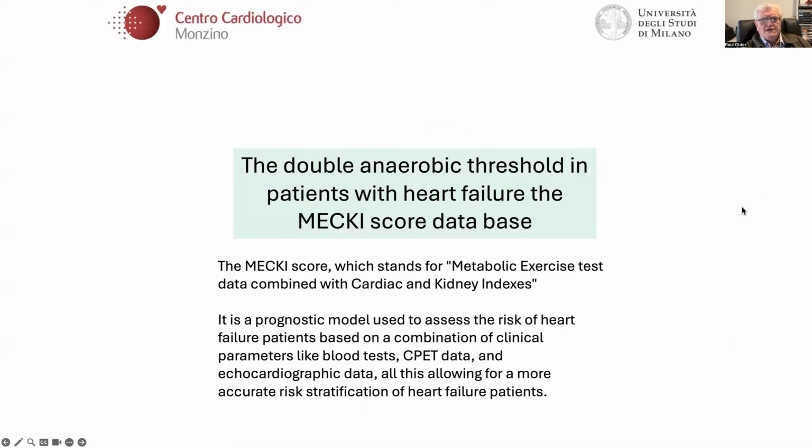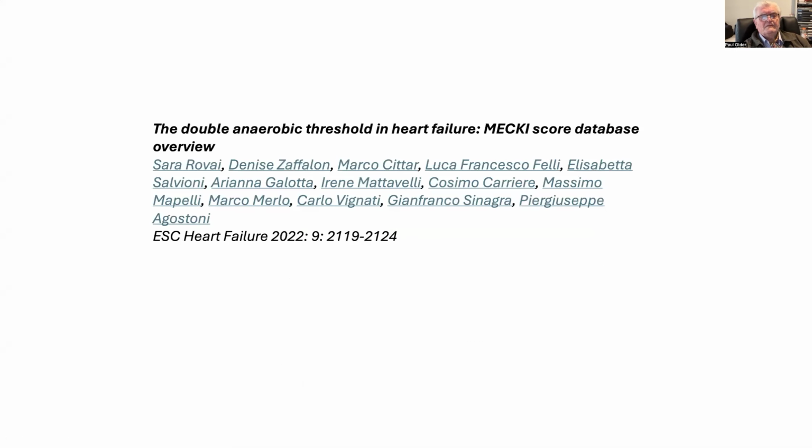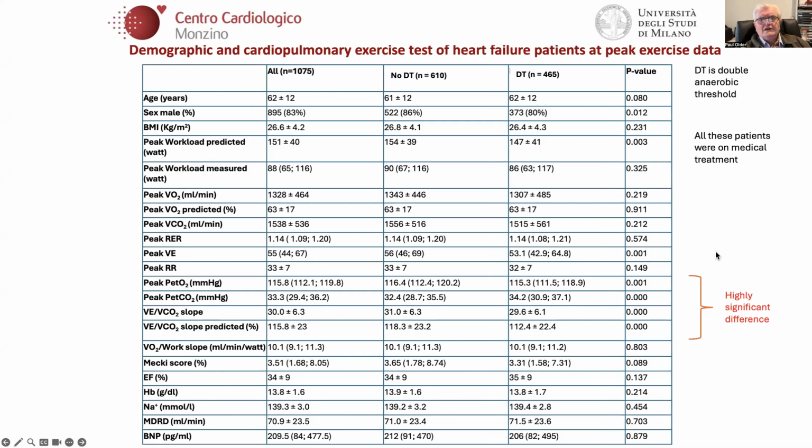You may have heard of the MECKI score database, and this is the incidence of double anaerobic threshold in patients with heart failure, incorporating the MECKI score database. The MECKI score stands for Metabolic Exercise test data combined with Cardiac and Kidney Indices. It's a prognostic model to assess the risk of heart failure based on a combination of various clinical parameters that you can see here. This was done by Professor Agostoni and many others.